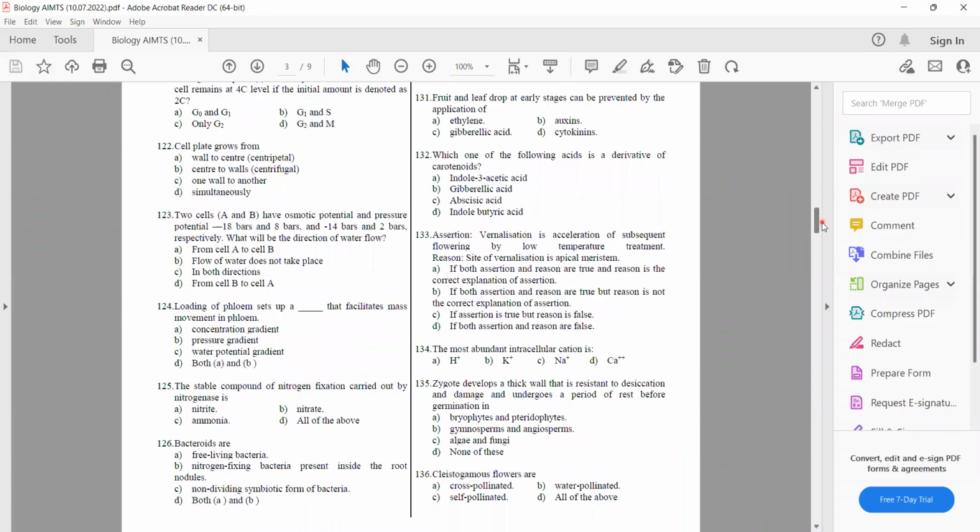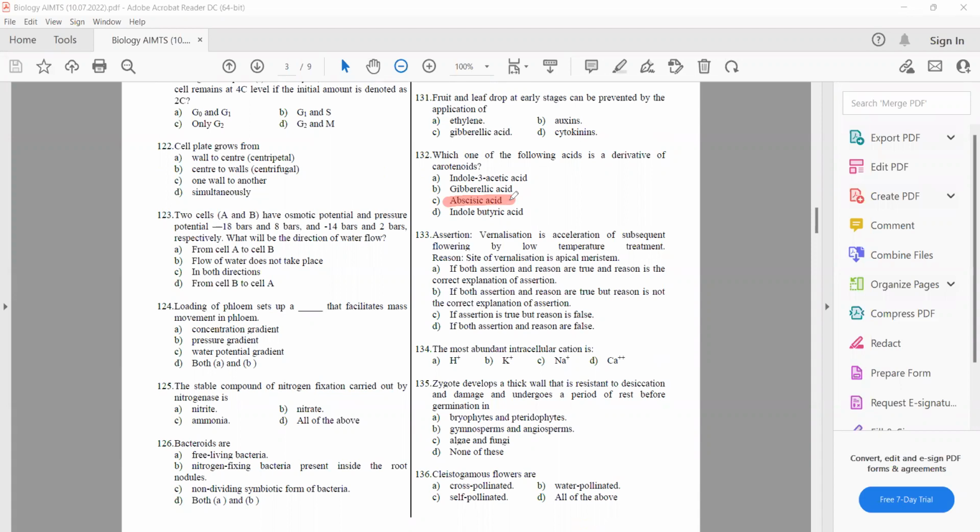Which of the following acids is a derivative of carotenoid? When we talk about the plant growth hormones, we know 5 different plant hormones are there, right? Among them, the one which is a carotenoid derivative is ABA, abscisic acid.